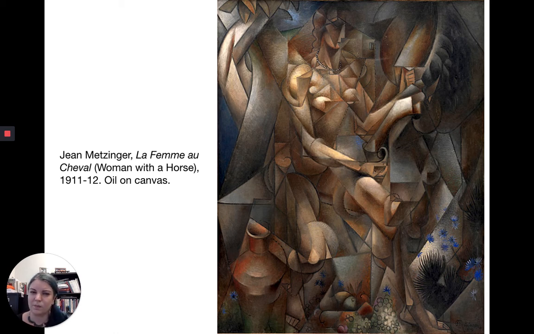They're part of the conversation, but they're not the originators, and they're not the people who are coming up with the ideas. Basically, they're utilizing the technique. So this is just to say there are other Cubists who had very successful careers and are important in their own right, just not quite as important.